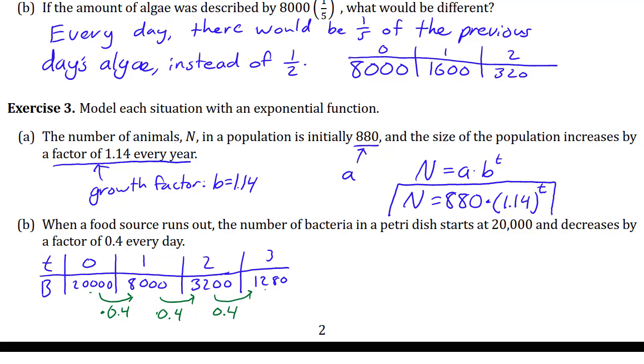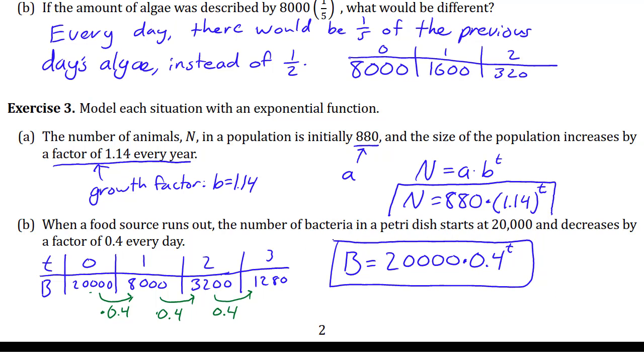So the fact that this is 0.4 means it's going down. So you could call, instead of calling that a growth factor of 0.4, you might call it a decay factor. But in any case, the formula for this is going to be B equals 20,000 times 0.4 to the power t.